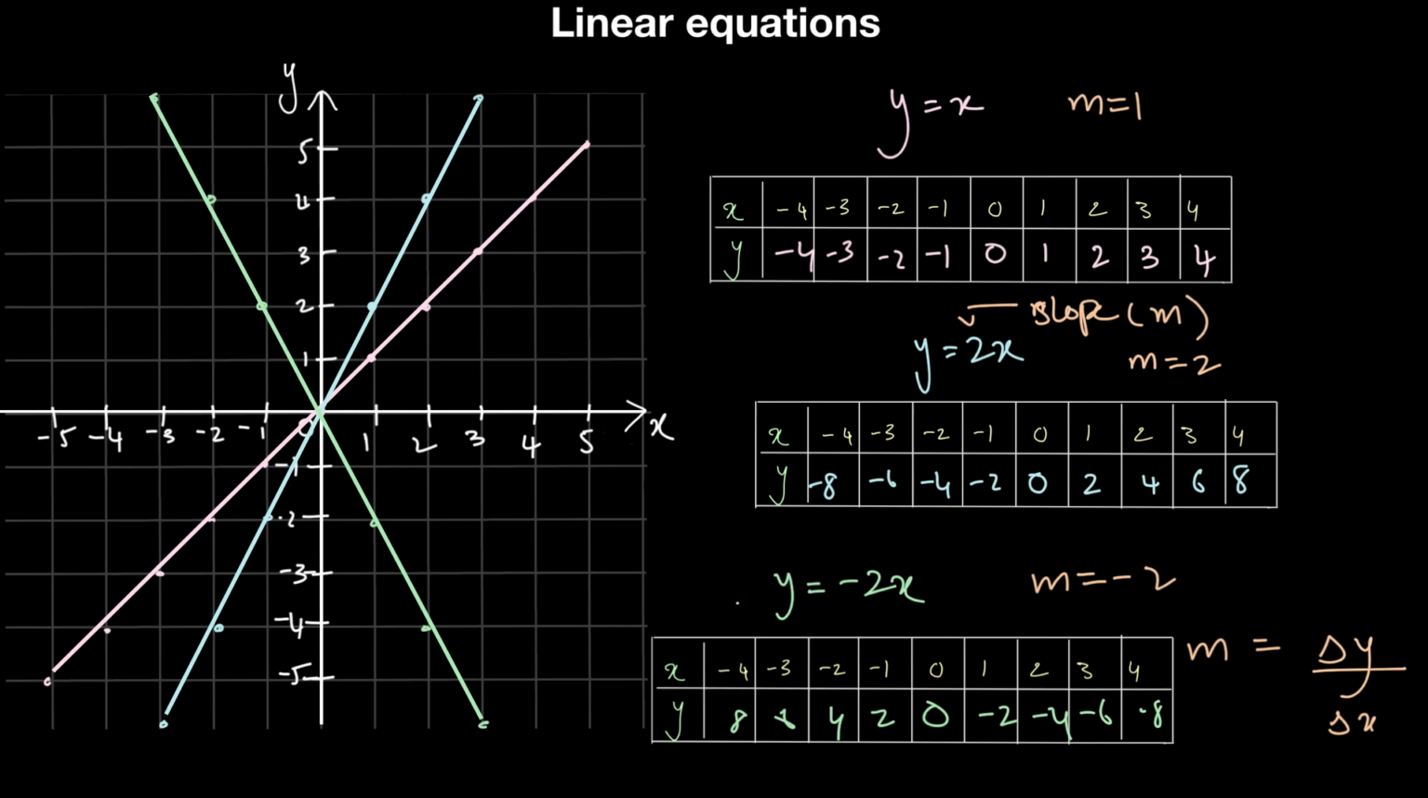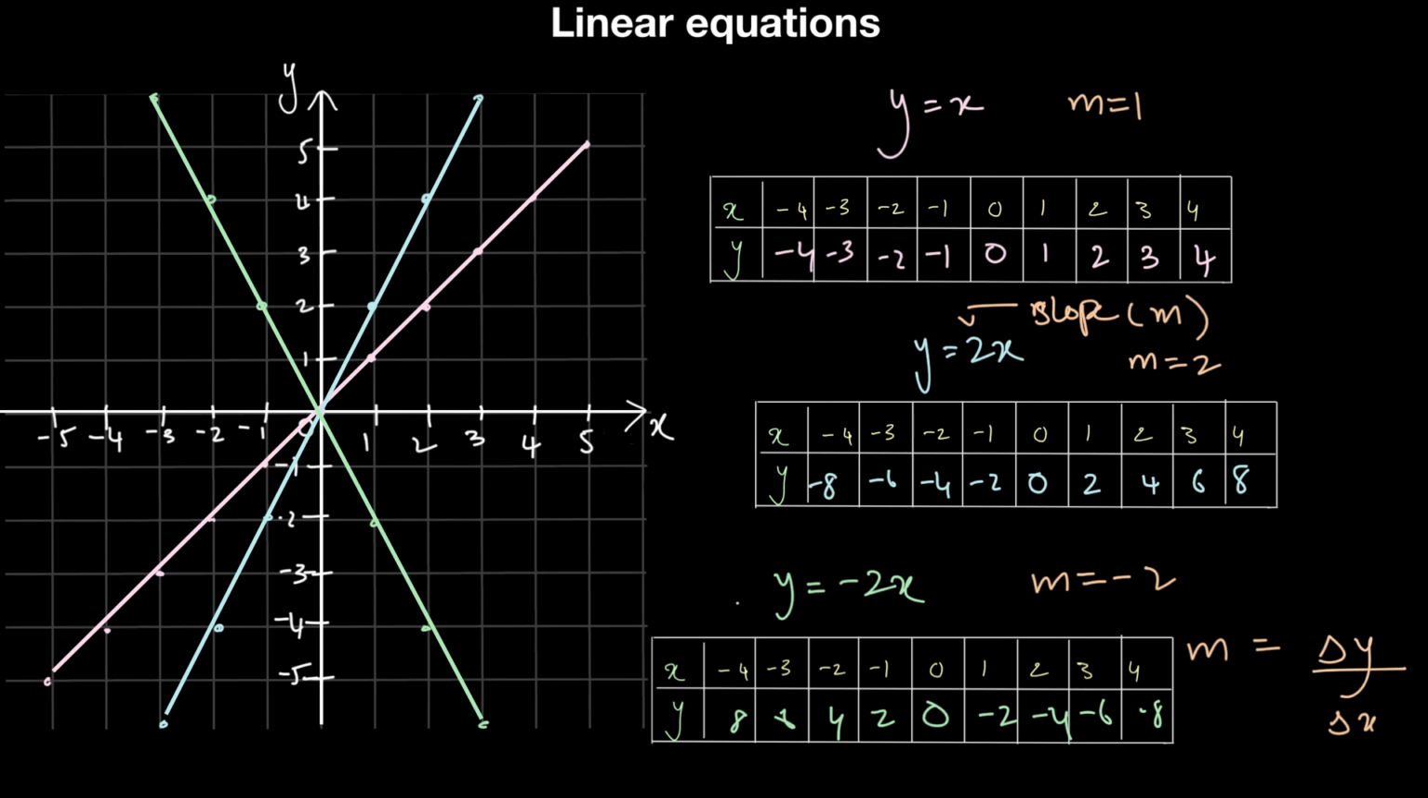And the magnitude of the slope, so over here, for example, the magnitude of the slope is 2, whereas over here it is just 1. The greater the magnitude of the slope, the steeper the graph. So y equals 2x is twice as steep as y equals x. Similarly, the magnitude of the slope for y equals minus 2x is also 2, but because it's a negative slope, it's moving in the opposite direction.